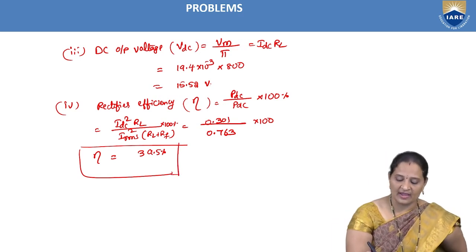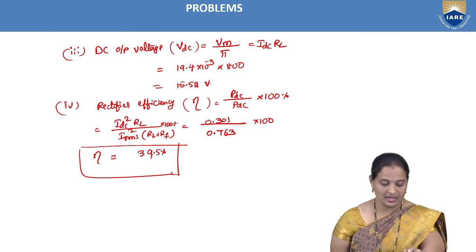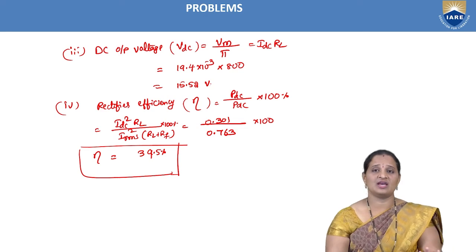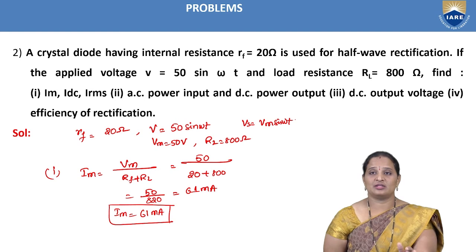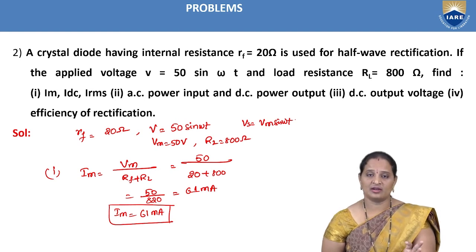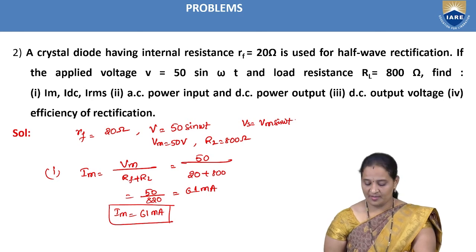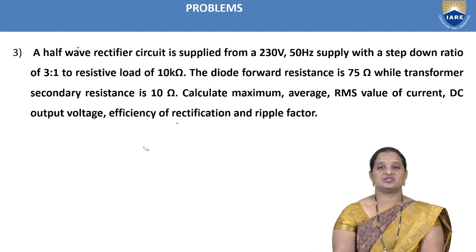So that is how you can calculate any of the parameters for the given values. Okay. So this is the second problem. So what are all the values given? He has given the input voltage applied, the forward resistance of the diode and load resistance. Then we will be able to calculate all the remaining parameters of the half wave rectifier. Let us take the next problem.